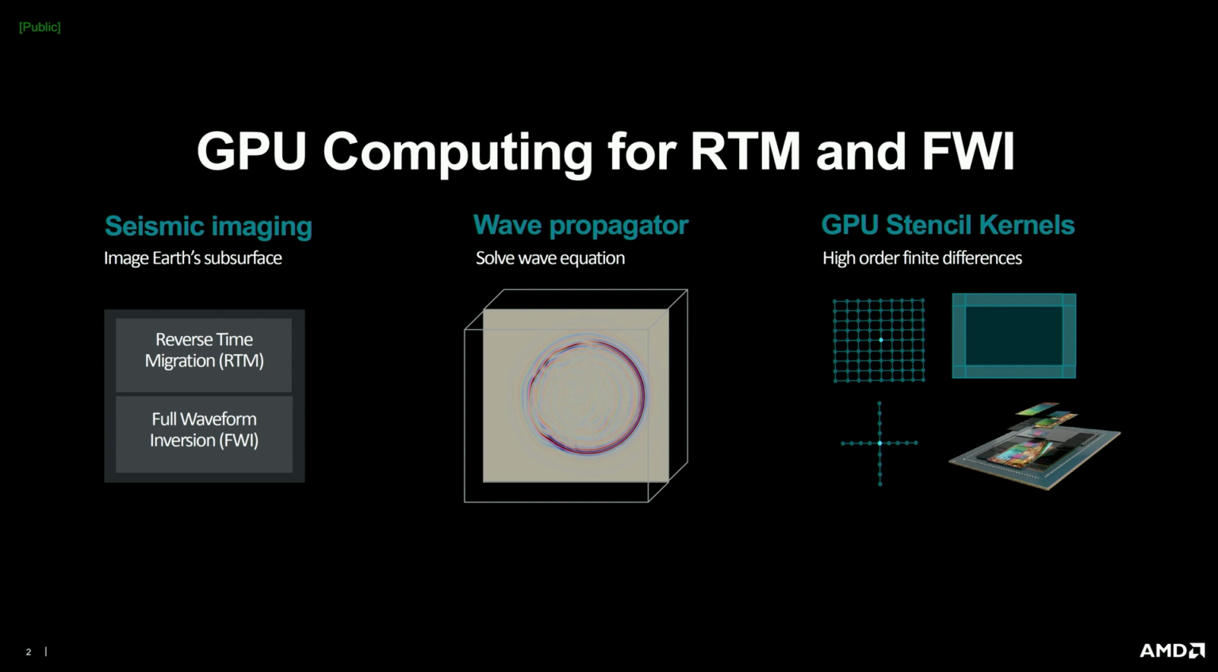RTM and FWI, as we all know, are computationally intensive techniques that enable high-fidelity seismic imaging. For this purpose, GPUs are prevalent. A key component that is performance critical is often the wave propagator that's responsible for simulating the seismic wave fields as they advance in time. One of the most common discretization techniques is the high-order finite difference method. The key to achieving high throughput for this type of application is to pay attention to how that stencil computation plays out on the GPU.